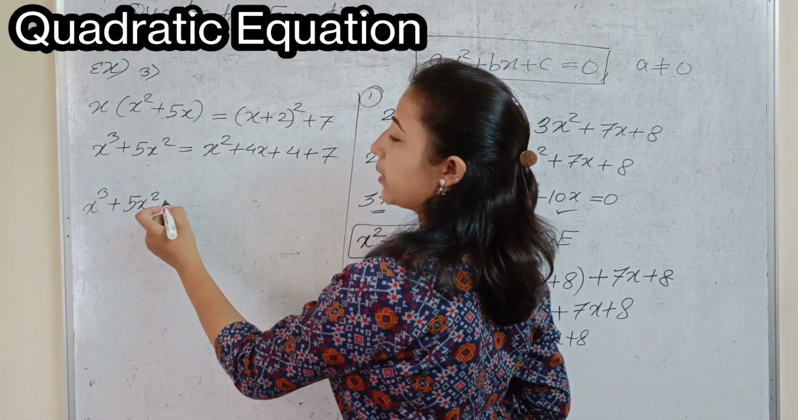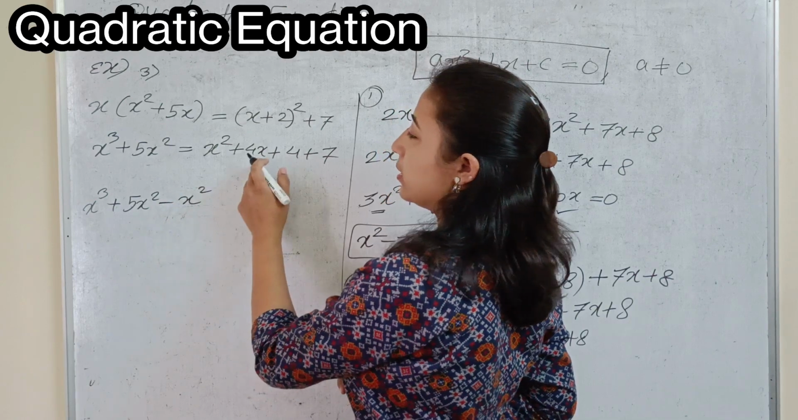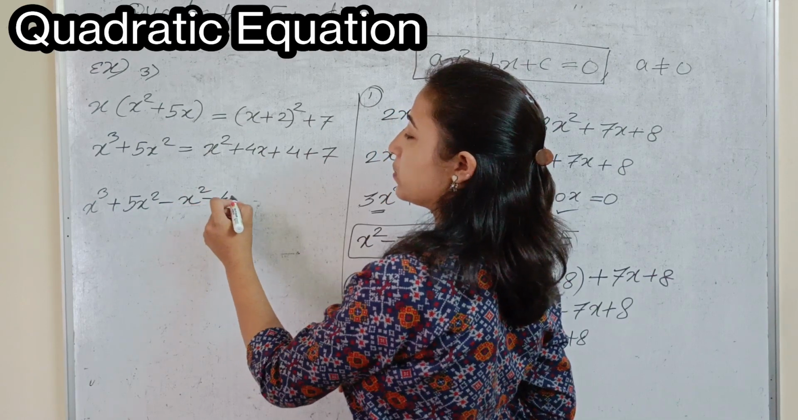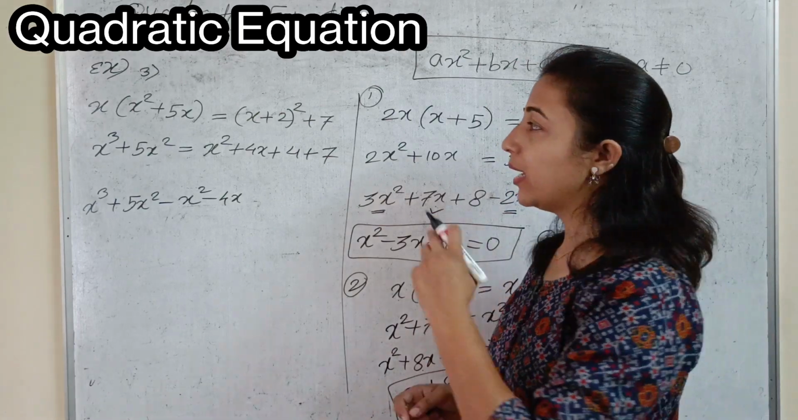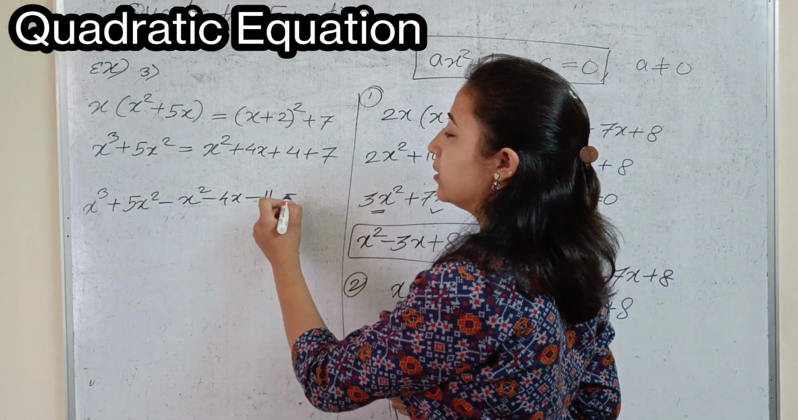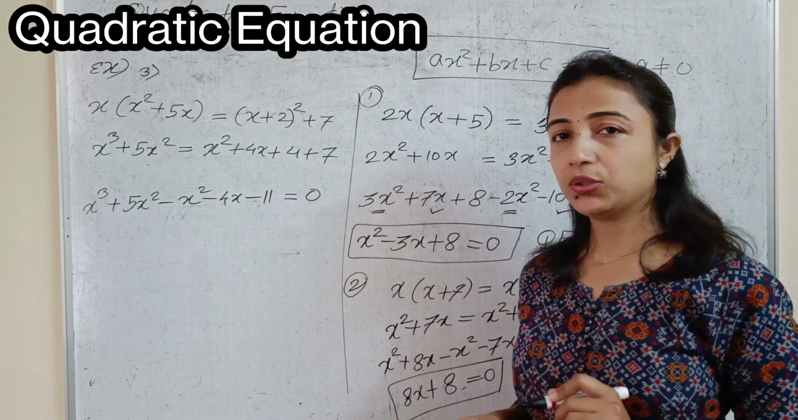Now shifting x square becomes minus x square. This plus 4 becomes minus 4x, and 4 plus 7 is 11, and that again shifts to the left-hand side. So it becomes minus 11 equals 0.